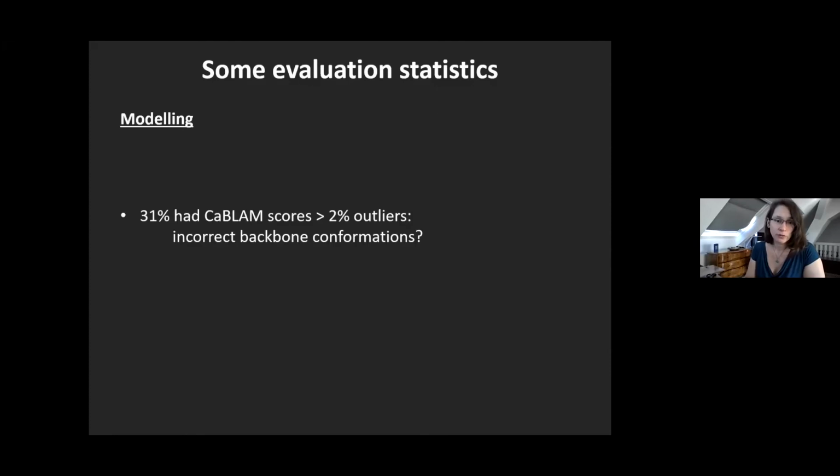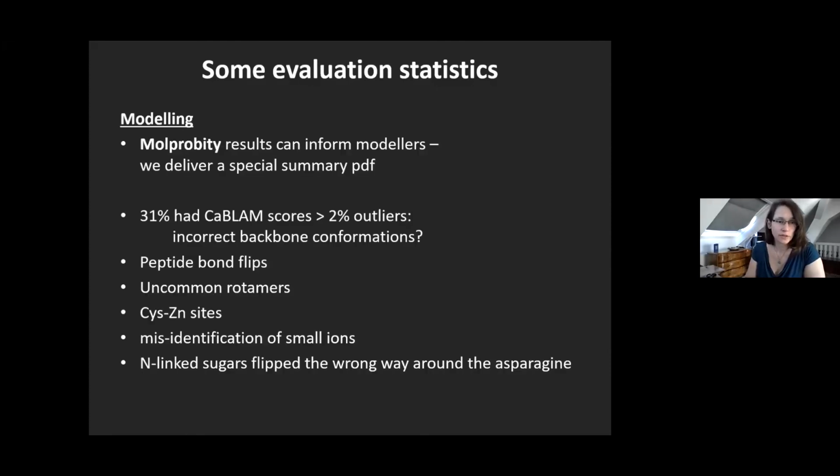In modeling, more probability results can inform modelers in general, and that's why we have this dedicated special summary PDF, about which I'm not talking now. But one problem we have is that the Ramachandran plots are often not helpful anymore, because in particular at lower resolution, people are now using Ramachandran restraints. And as soon as you have used Ramachandran torsion restraints in order to make your structure adhere to the Ramachandran plot, you can no longer use it as a validation criterion. So we need something different.